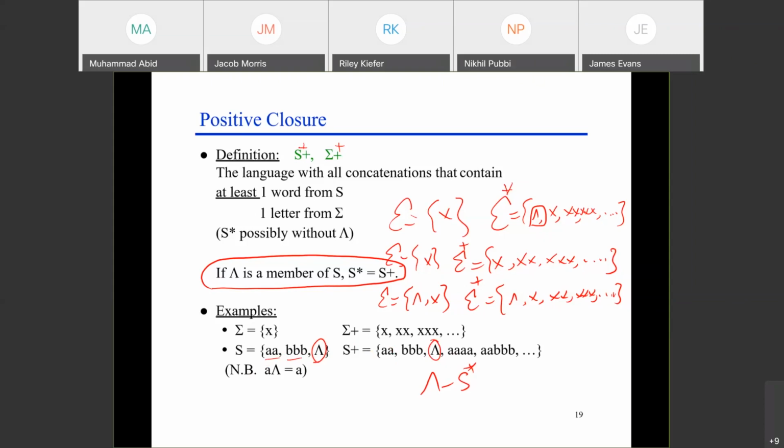Are we happy with this? Are you able to find the difference between star closure and the positive closure? If you are happy with this, it means you understand a big thing. My experience says that students will make mistakes here.